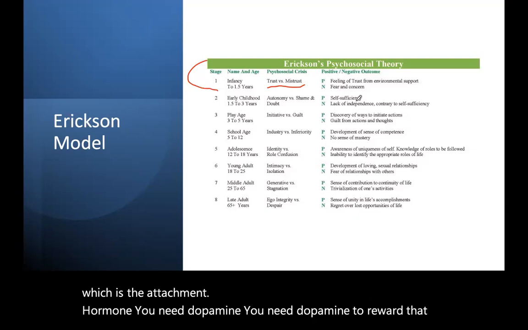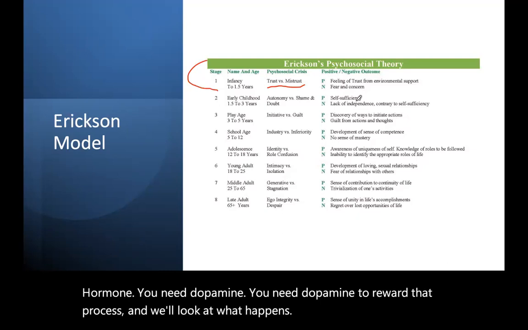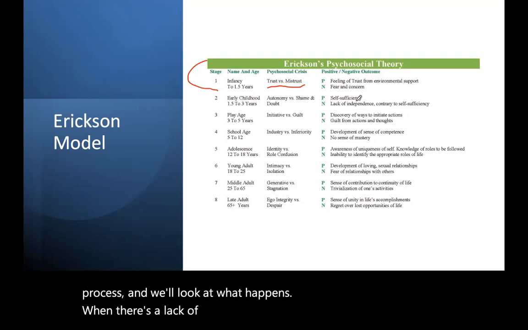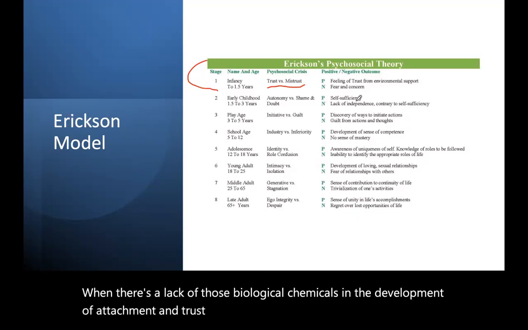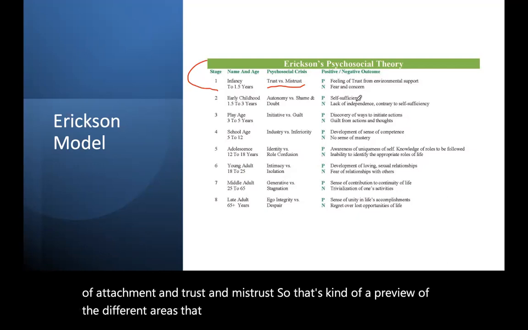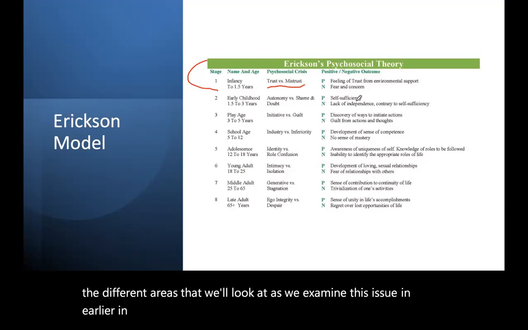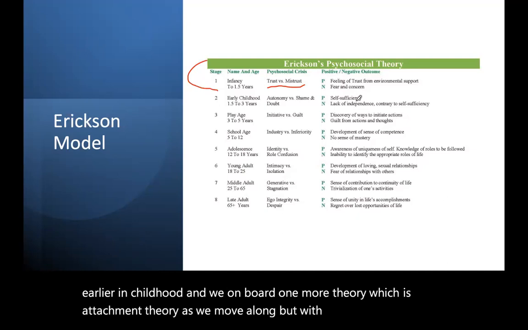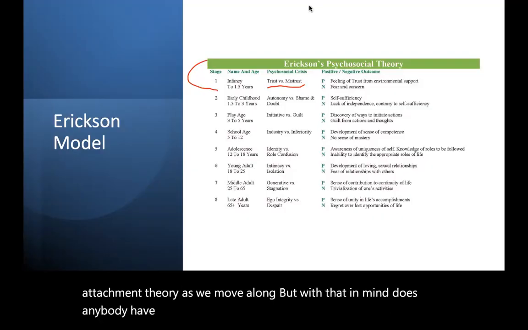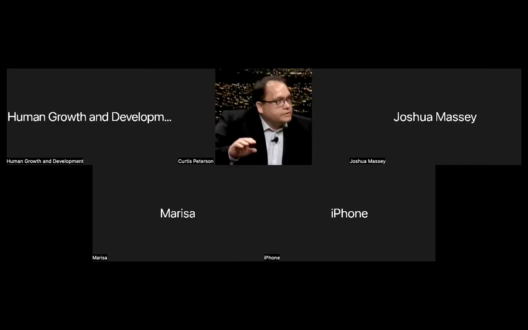And we'll look at what happens when there's a lack of those biological chemicals in the development of attachment and trust and mistrust. So that's kind of a preview of the different areas that we'll look at as we examine this issue earlier in childhood. And we onboard one more theory, which is attachment theory, as we move along. But with that in mind, does anybody have any questions? I'll pause this, close that. Yeah.